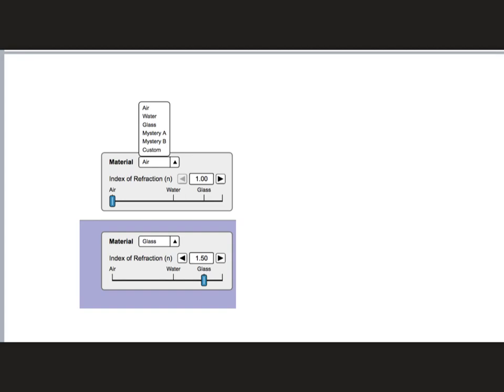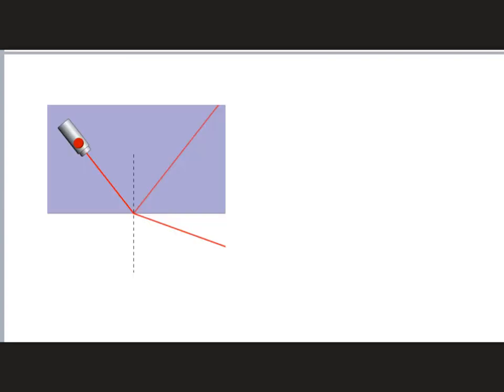But typically what we're going to be doing in the experiment is we'll be setting different values for different materials and investigating how the light behaves going from one material into the other.